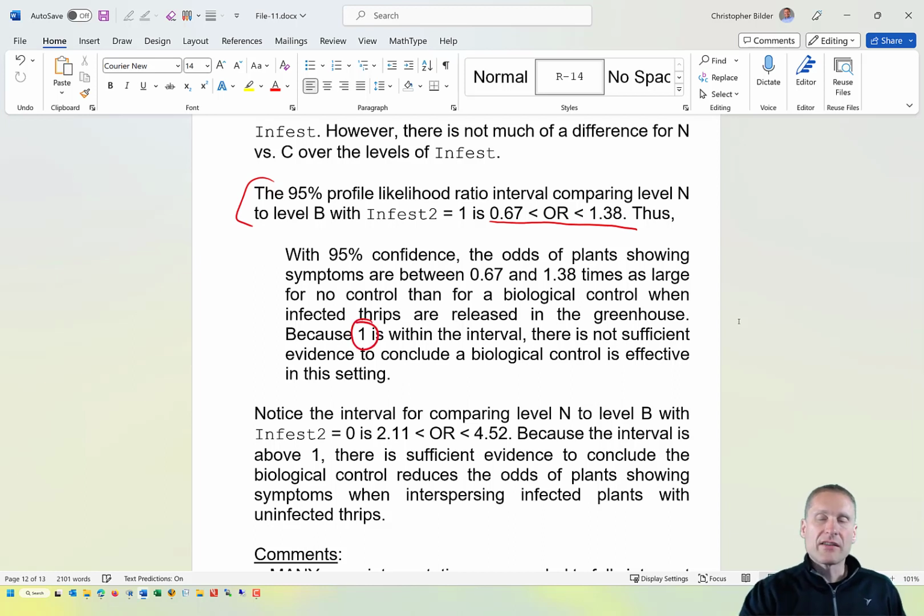Notice that 1 is inside that interval. So that means there isn't sufficient evidence to say that there's really a difference between these two control methods. So, in other words, the biological method isn't working.